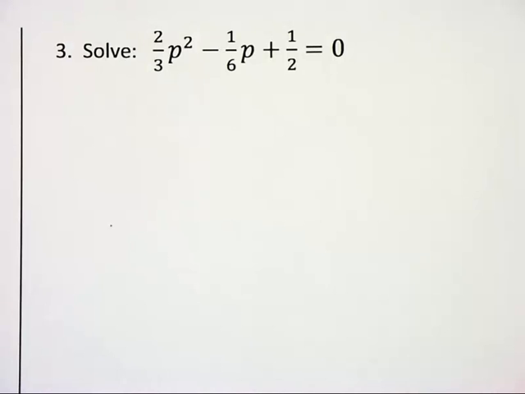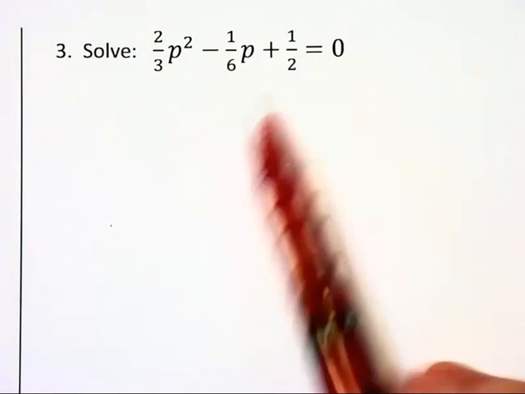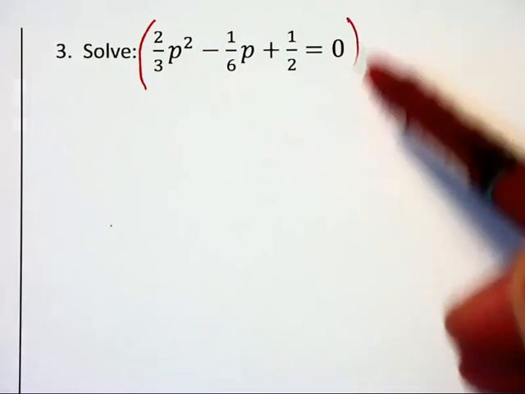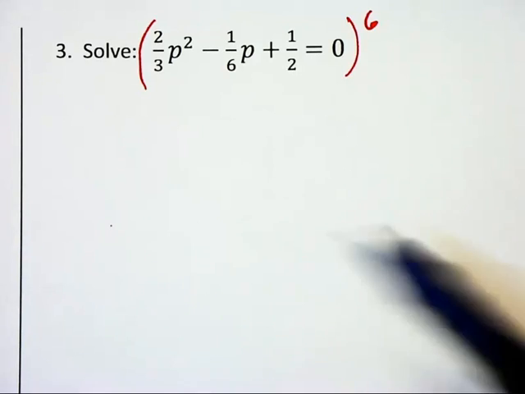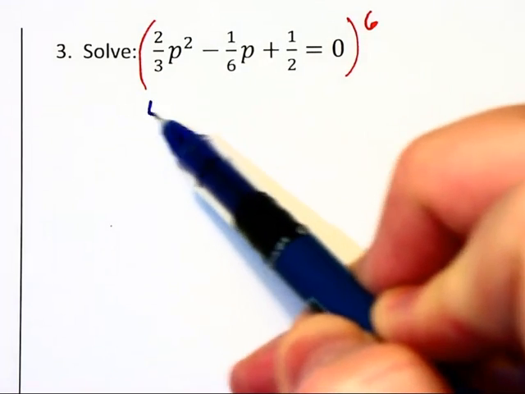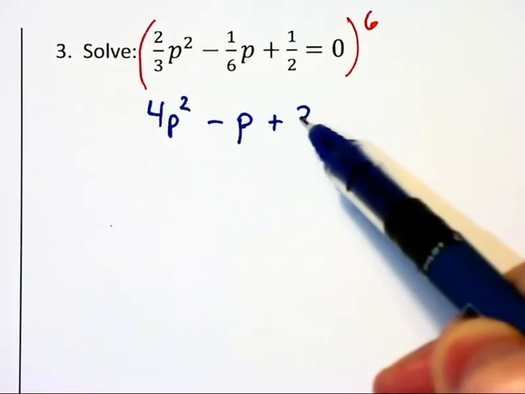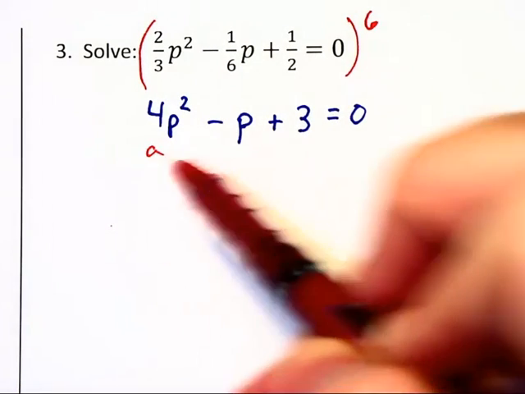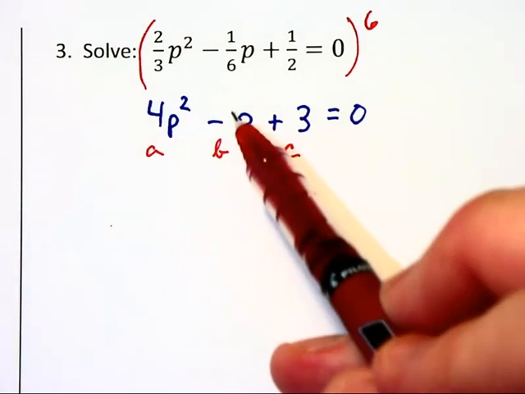This next problem is in standard form, and we could use the values as fractions in the formula, but most of us would probably prefer to clear the fractions by multiplying through on each side by the least common denominator 6. This will end up giving us 4p squared minus p plus 3 is equal to 0, and then we can identify a, b, and c easily with integers, b being negative 1.